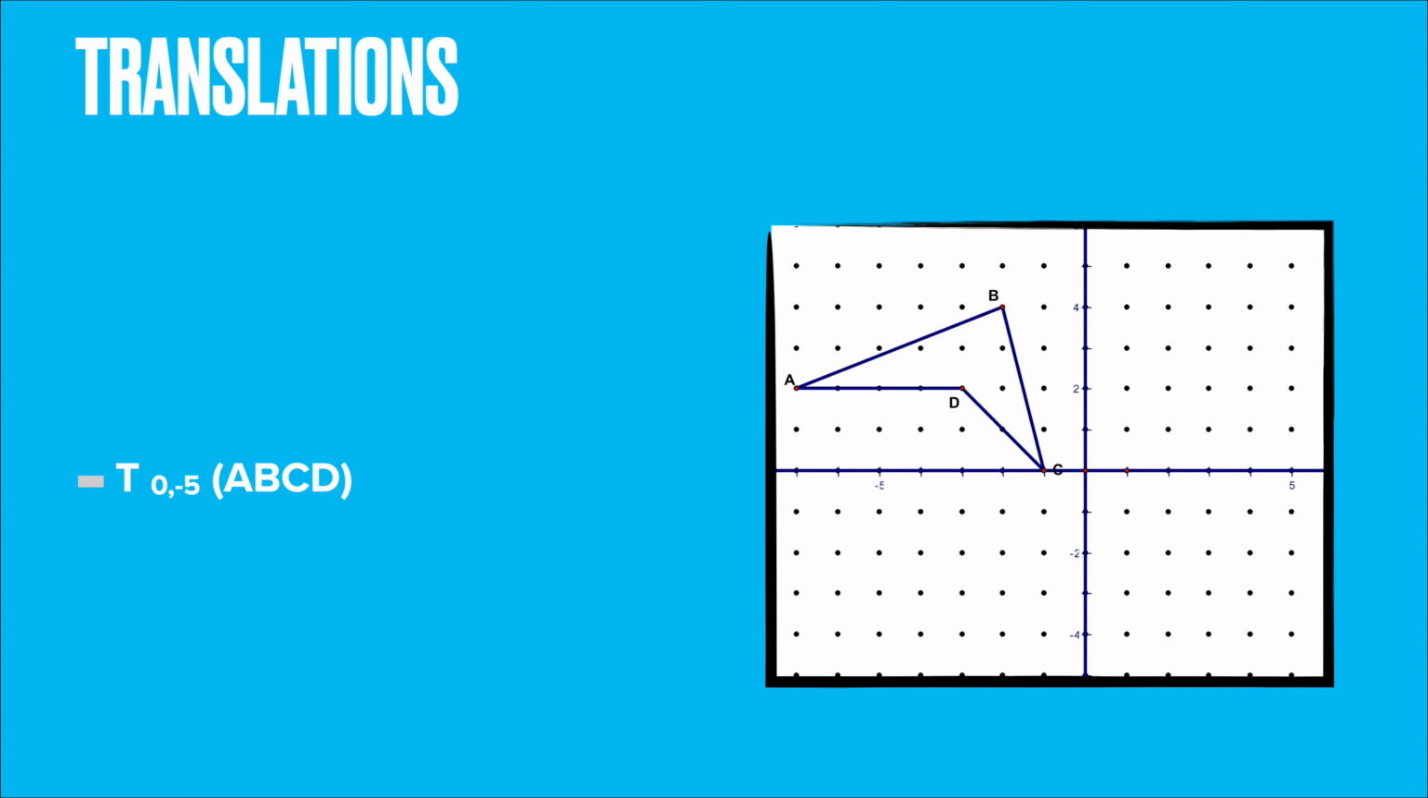Let's try another one. So in this case, we are just going down 5. That's what this means: right or left 0, and then down 5. So 1, 2, 3, 4, 5, for each point. Let's redraw that. And there we go.